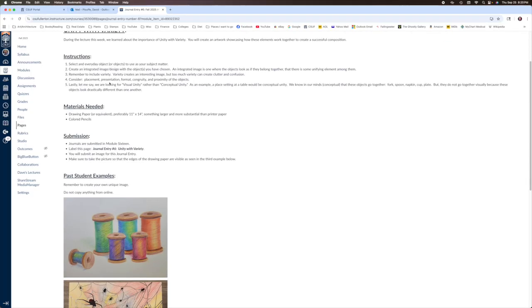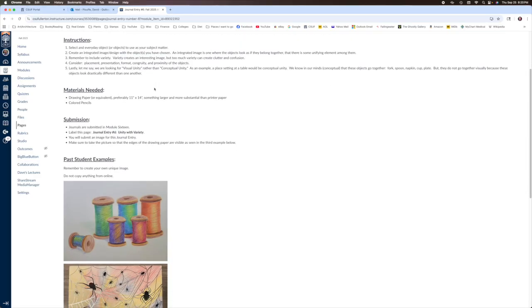You're just going to choose one object or similar objects for the subject matter, and then create an integrated design where the objects you've chosen look as if they belong together. You also want to remember to include variety so the image can be interesting. Things to consider: placement, presentation, format, congruity, and proximity of the objects. And I just want to point out as well that we are looking for visual unity rather than conceptual unity.